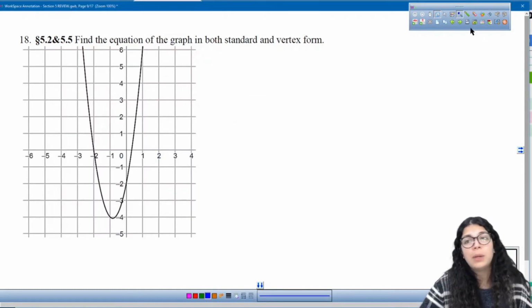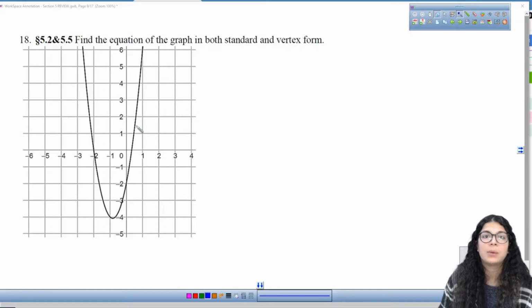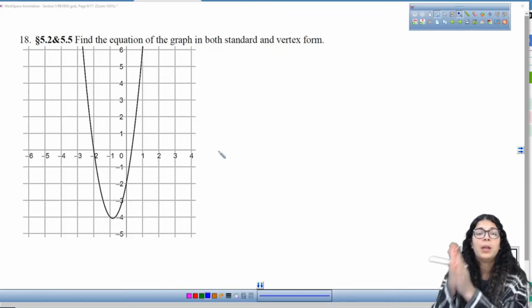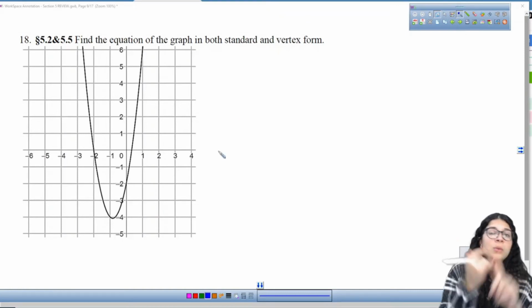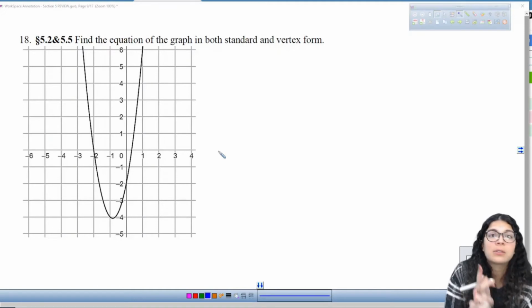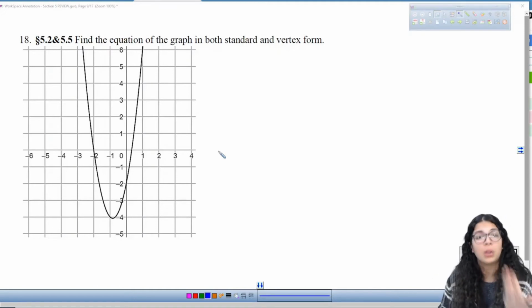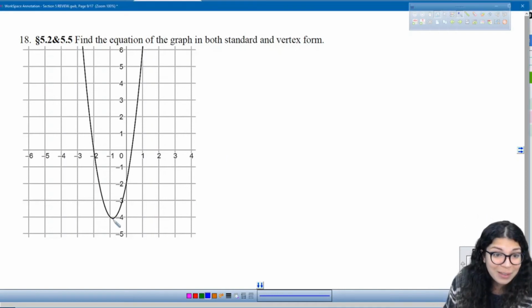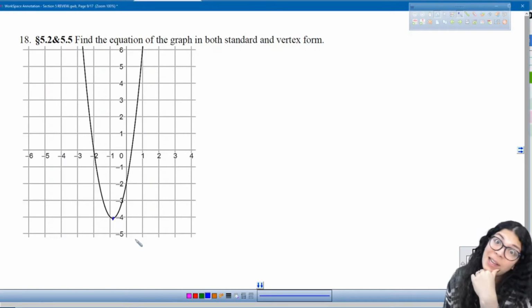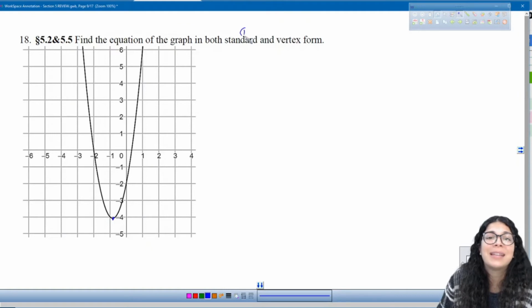Now, number 18, we need to find the equation. So this is an equation question. Remember, what you want to look at is, do I have the vertex? If you have the vertex, write vertex form first. If you don't have the vertex, you have to write standard form first. Looking at this one, do you have any idea what the vertex is? Because I don't, right? So we're going to have to write standard form first and then write vertex form second.